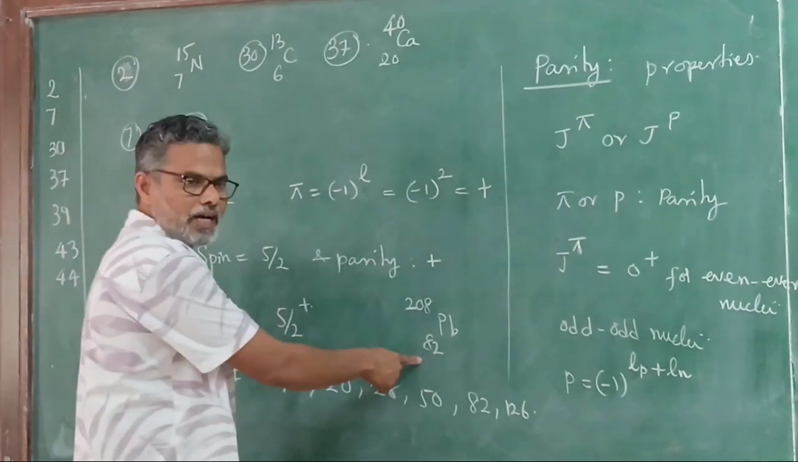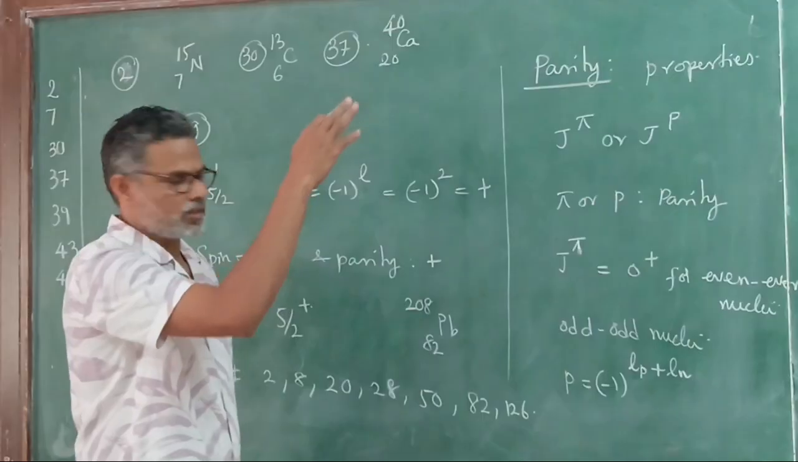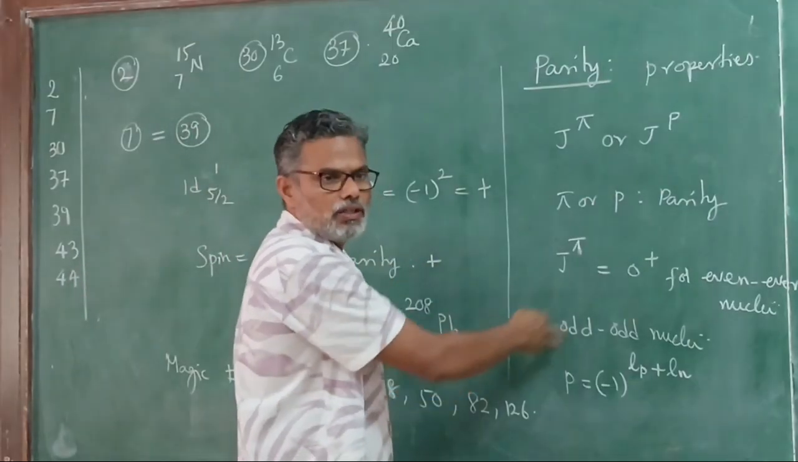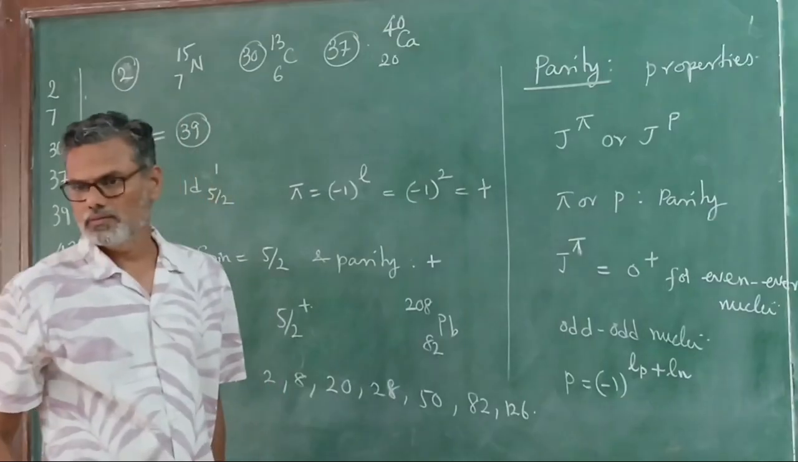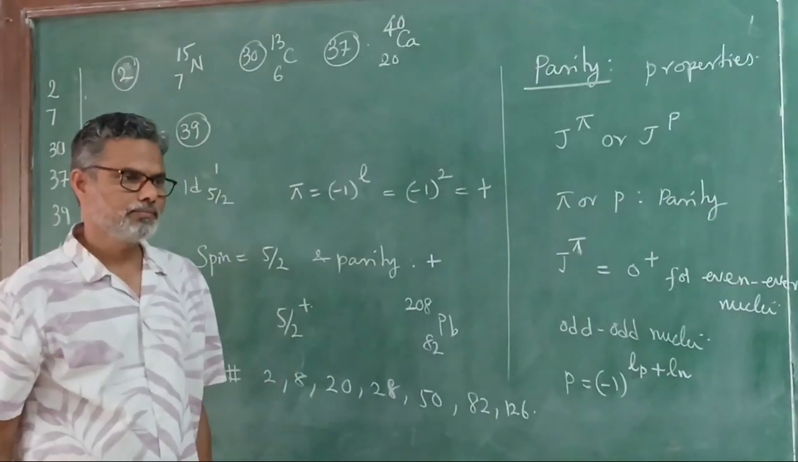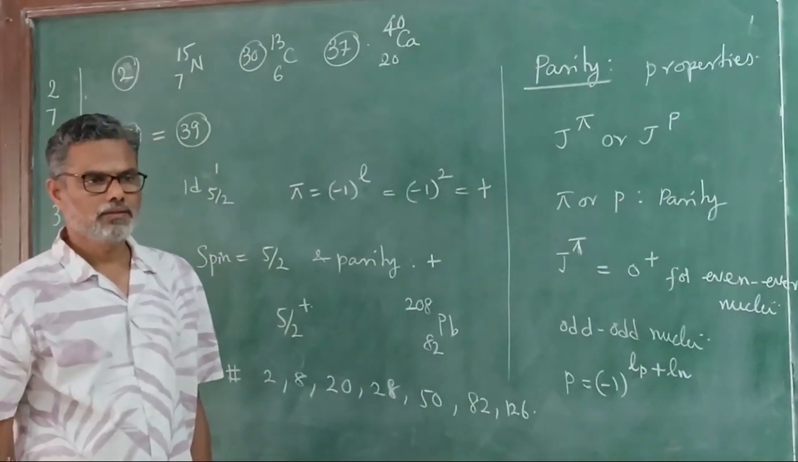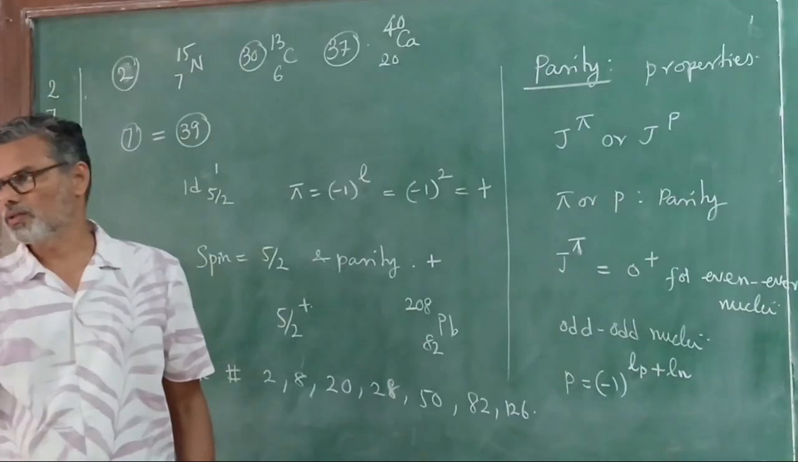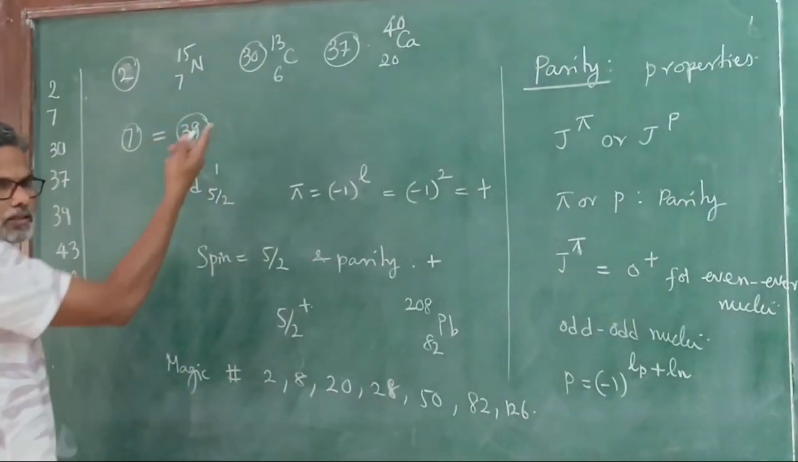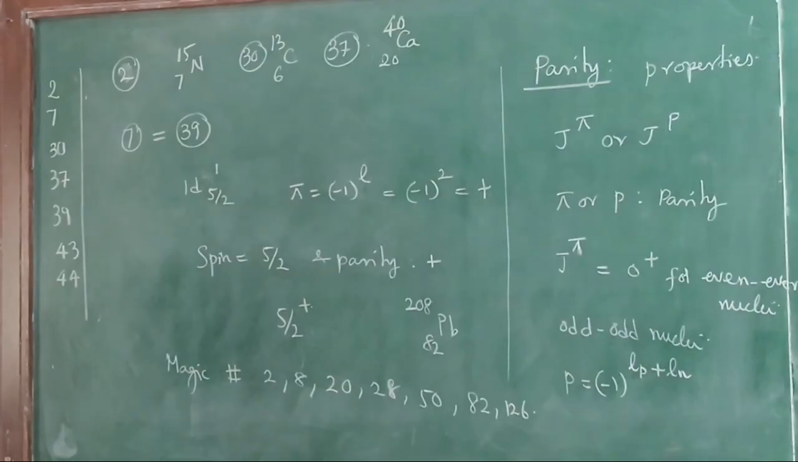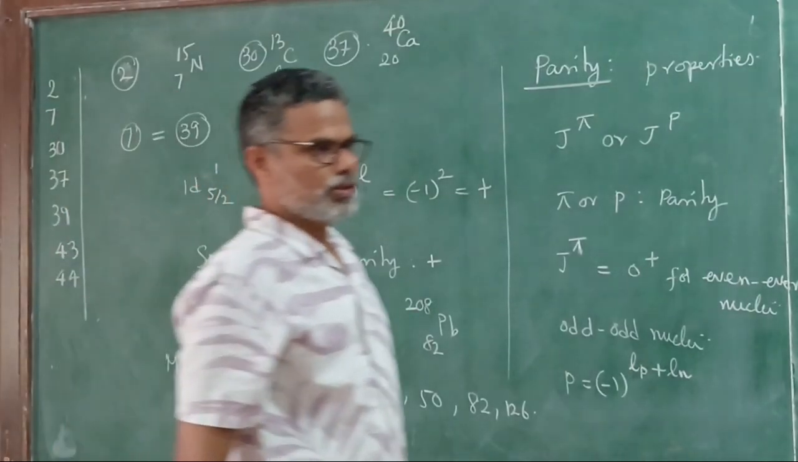So even if they ask, you don't have to calculate all this. Apply the rule for even-even nuclei: your spin is 0, parity is plus. Straightforward, no need to solve. So this is one of the easiest topics to score. Is there any problem with it? Any question?